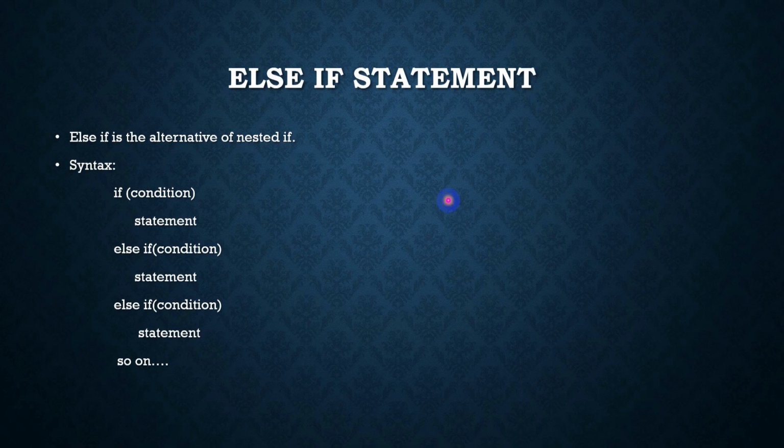Now there is the alternative of nested if, which is called else if. Its syntax is like: if we give a condition and the statement we want to execute, and then we write else if, we write some other condition in this parenthesis, and then we write another statement, and then else if condition, statement, and this process continues according to our requirement in the program. So now we understand that we are writing a C++ program.